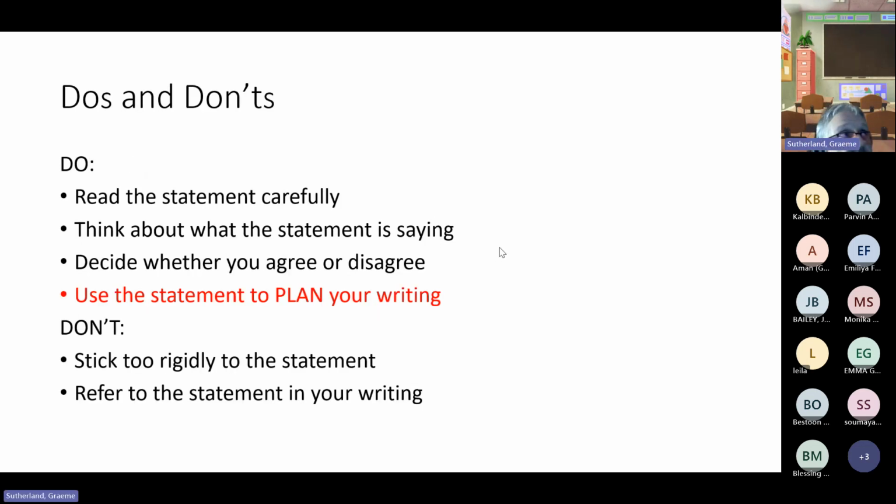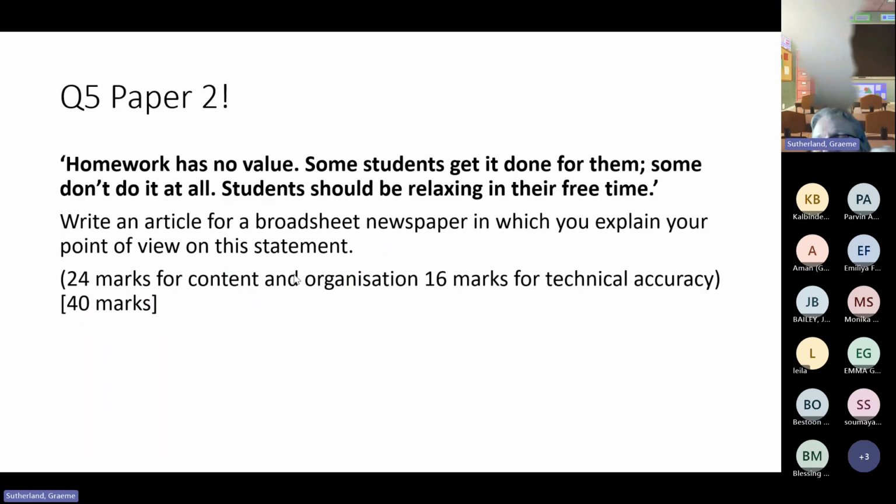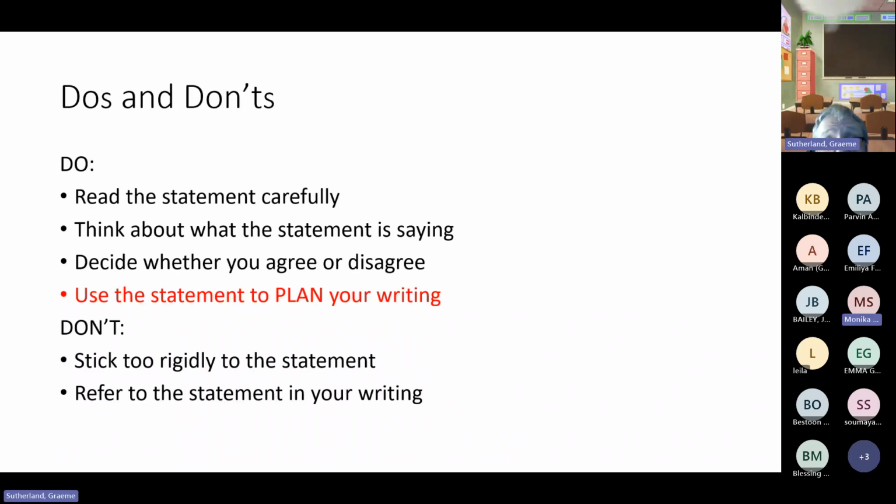Do's and don'ts on question 5, paper 2. You should read the statement carefully so you understand it. Think about what the statement is saying. Break it into its parts. It'll always have 3 or 4 parts. And of course, 3 or 4 should be suggesting to you that that could relate to 3 or 4 paragraphs. Decide whether you agree or disagree generally. Now, that one said homework has no value. It's very anti-homework, isn't it? But you don't have to agree with it. You could write about how important homework is. You can be completely opposite. Use the statement to plan your writing, which I will show you how to do in a second.